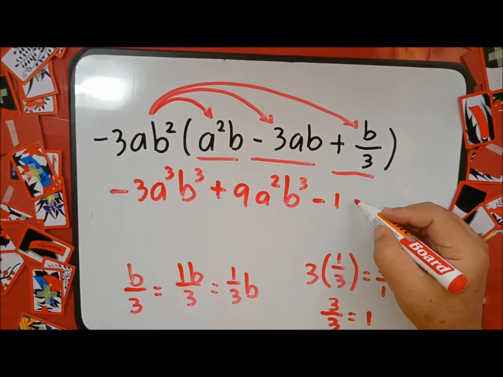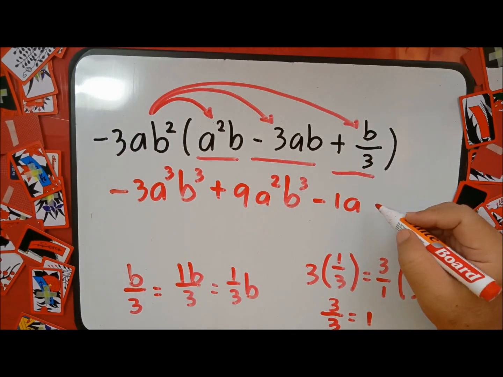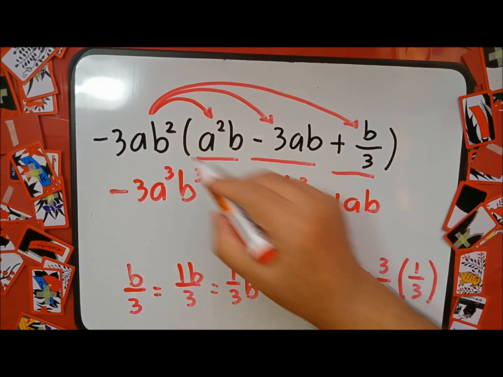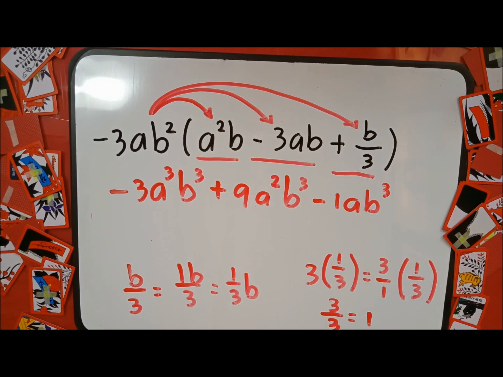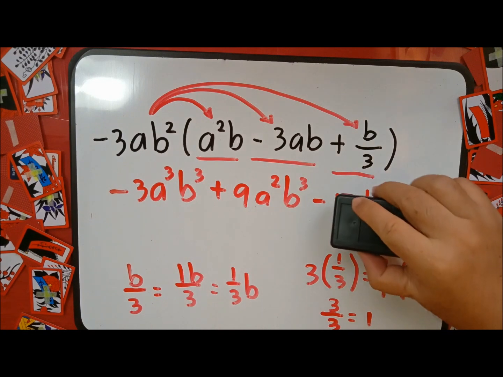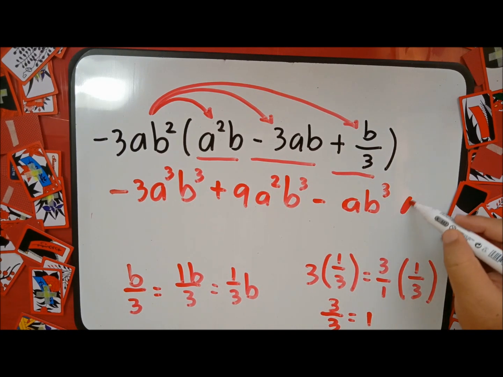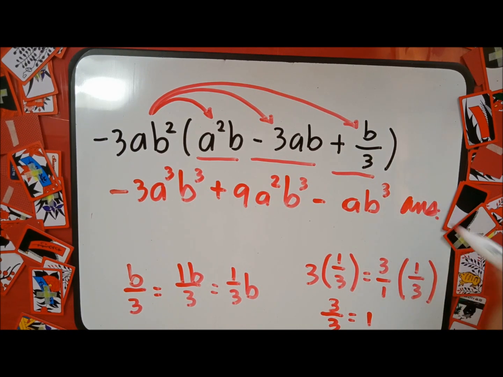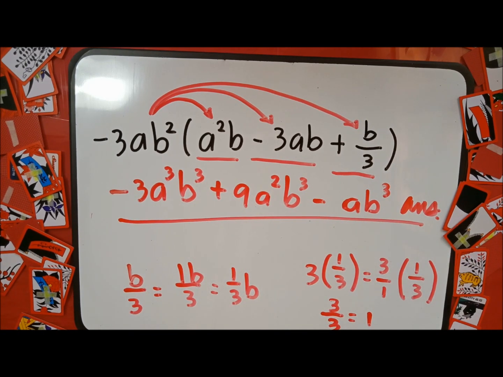Then a, copy. There's no partner here. b square, copy the base. 2 plus 1 is 3. But you have to remove the 1. It is understood that there is a numerical coefficient 1 there. So this will be your final answer. Okay, so next.